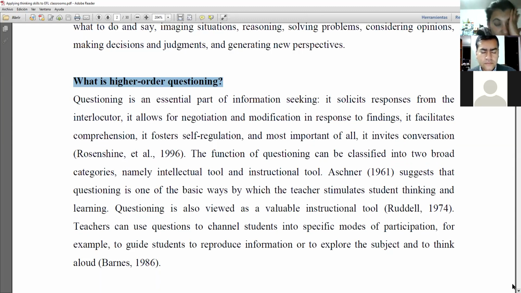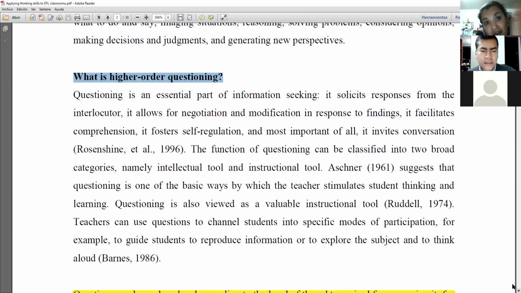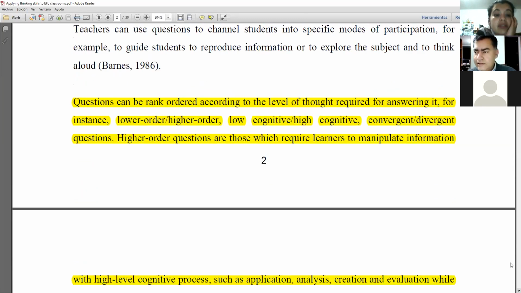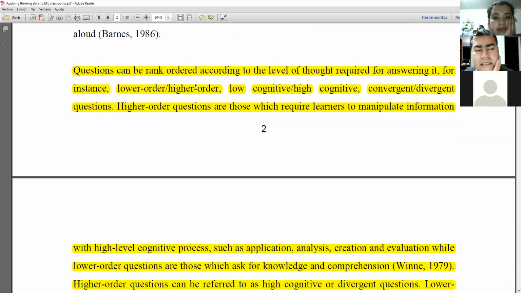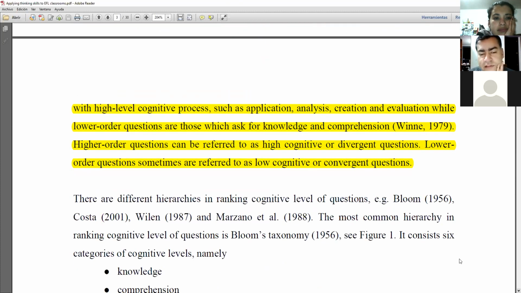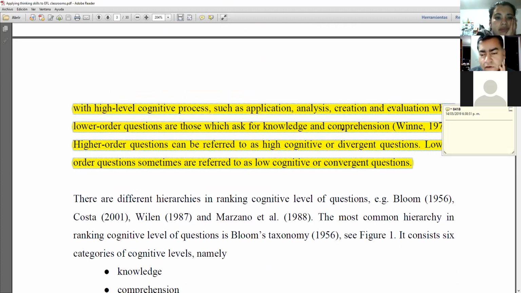Are those questions close to this? Okay. Here, look at this. There's a part of the article that I highlighted. Questions can be ranked, ordered according to the level of thought required for answering it. For instance, lower order or higher order, low cognitive, high cognitive, convergent, divergent questions. Higher order questions are those which require learners to manipulate information with high level cognitive processes such as application, analysis, creation, and evaluation. While lower order questions are those which ask for knowledge and comprehension.